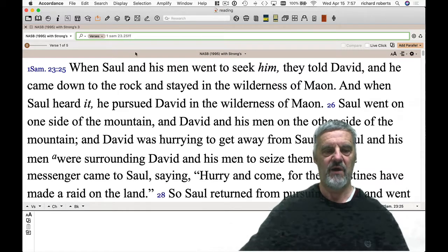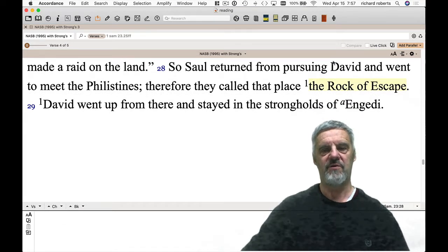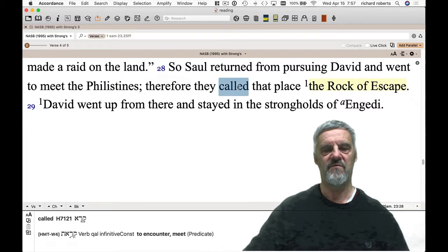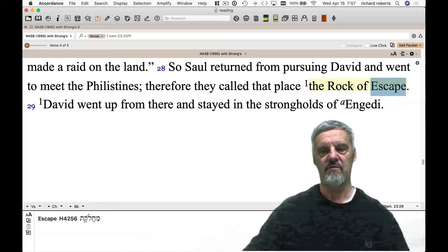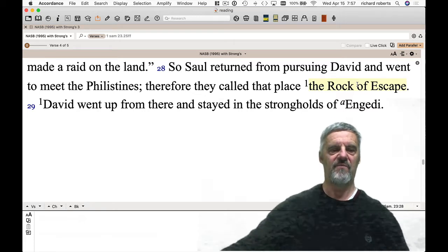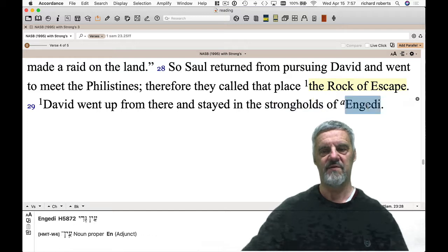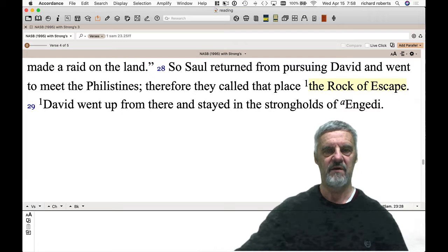David escapes when Saul has to leave because the Philistines were making a raid on the land. But notice what happens. Saul returned from pursuing David and went to meet the Philistines. Therefore, they call that place the Rock of Escape. So this rock, or this mountain where David escaped King Saul, was renamed the Rock of Escape. And from there it says David went up and stayed in the strongholds of En-gedi. En-gedi is just above the Dead Sea there. Again, another stronghold or hiding place for King David.